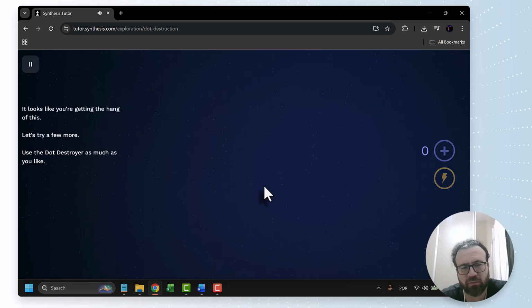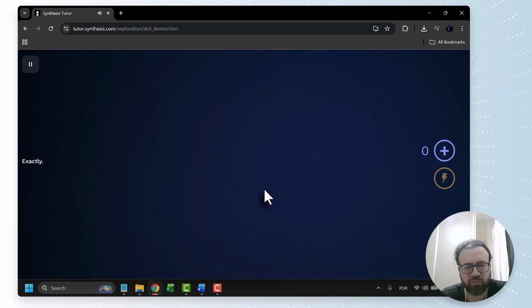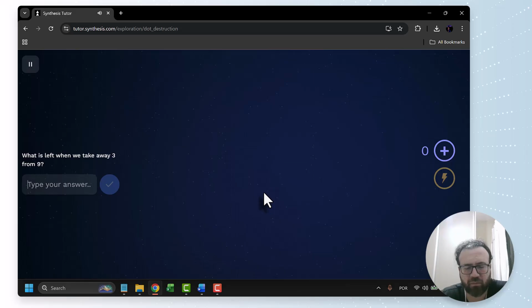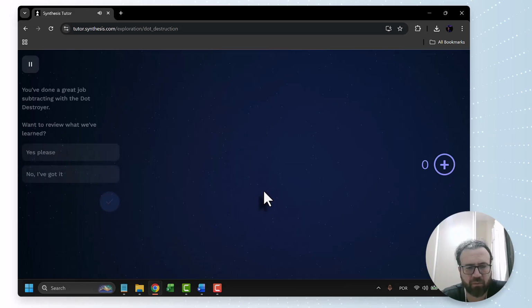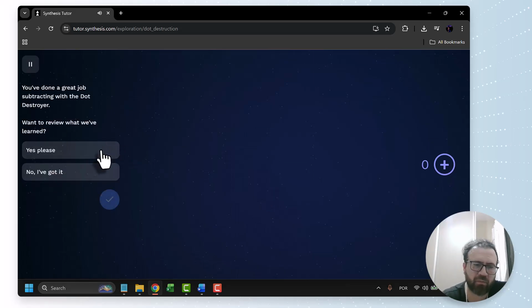It looks like you're getting the hang of this. Let's try a few more. Use the dot destroyer as much as you like. What is 5 minus 1? Exactly. What is left when we take away? You got it. You've done a great job subtracting with the dot destroyer.